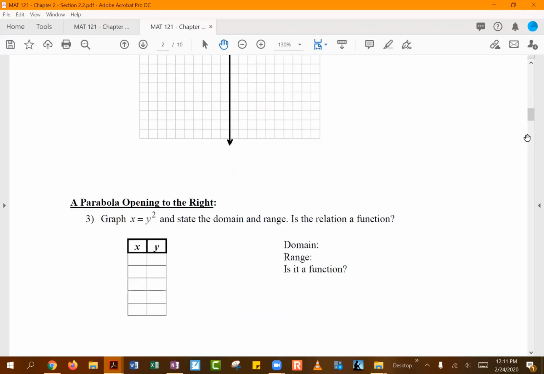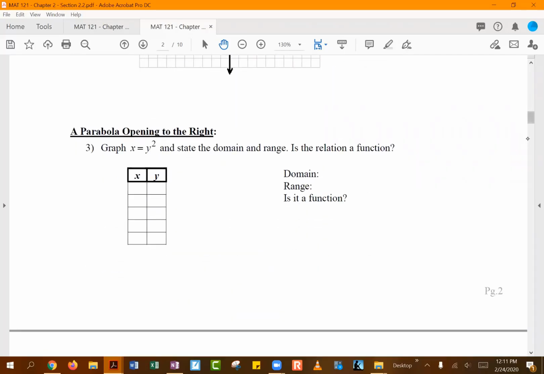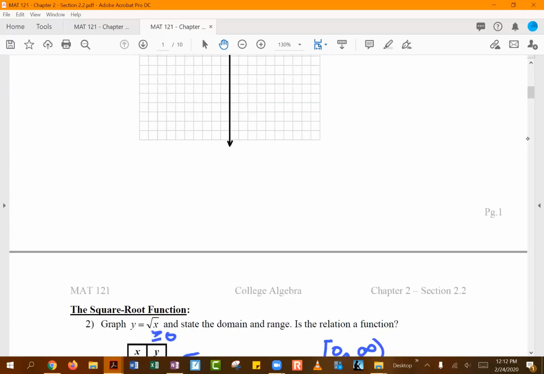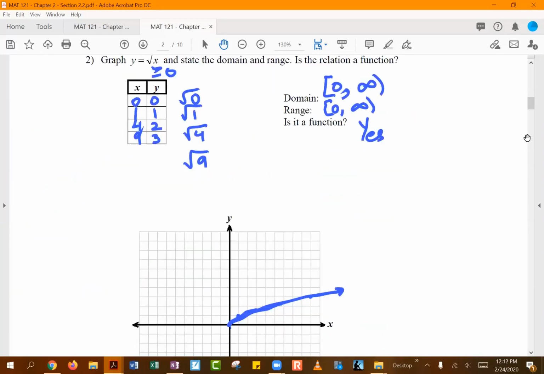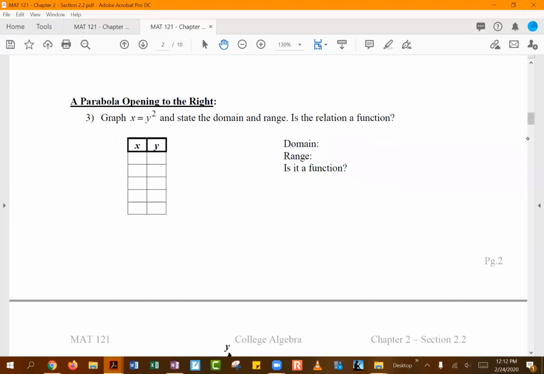Okay, what do we got next? Okay, so this one is talking about a parabola opening to the right. So you will notice if you compare this to example 1, we had y equals x squared, right? And it opened up. Number 3 is now x equals y squared. So we're actually changing where that square goes. It is going to open to the right.